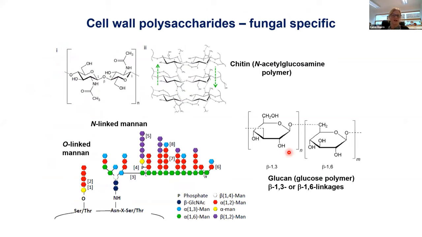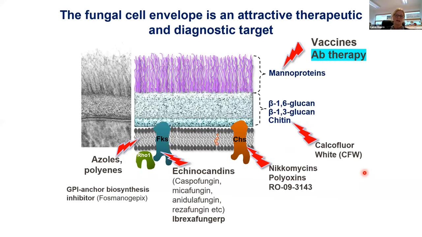So these cell wall polysaccharides are fungal specific, and that's why they are good targets for antifungals. And that's been realized by the use of the echinocandins in the clinic that inhibit the synthesis of beta-1,3 glucan. In my talk today, I'm going to tell you about how we're targeting mannoproteins in the cell wall with potentially new antibody therapy. We already know that the cell envelope is an important target for antifungals.